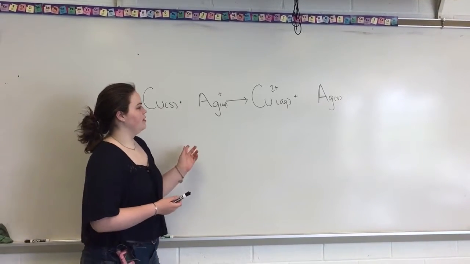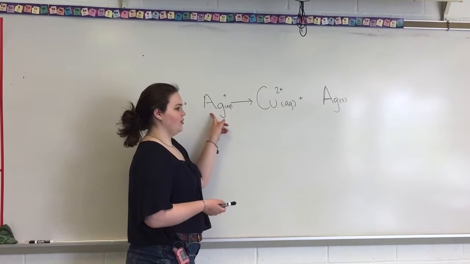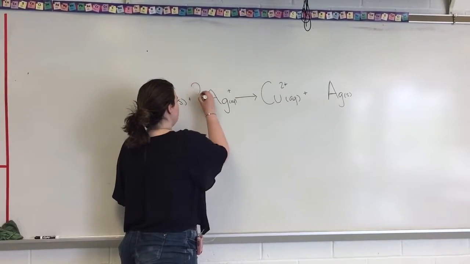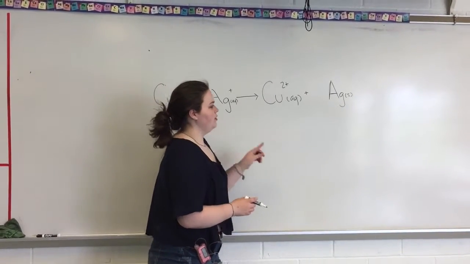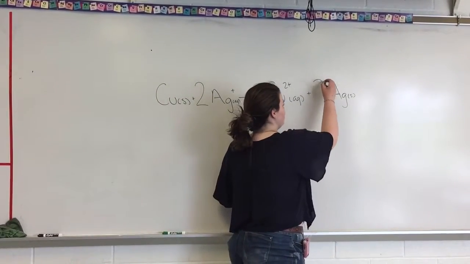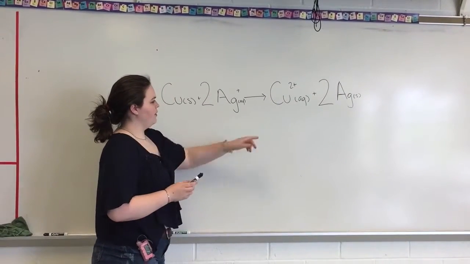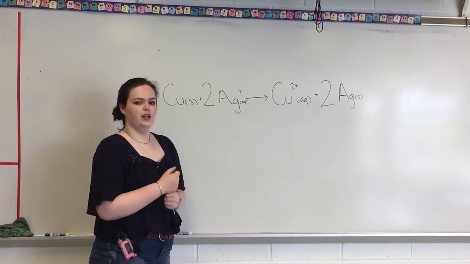So, looking at this, you can see that copper has a 2+ charge, and silver only has a 1+ charge, which means that you need 2 silver to balance out the charge. But since you added 2 silver here, you also need to add 2 silver here. And the copper balances out, so this would be a simple way of balancing a redox reaction.